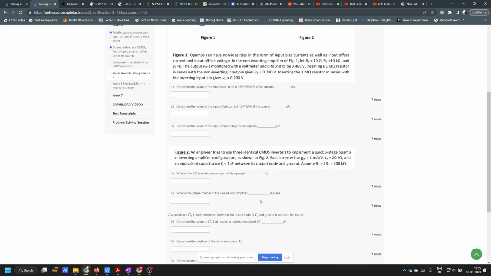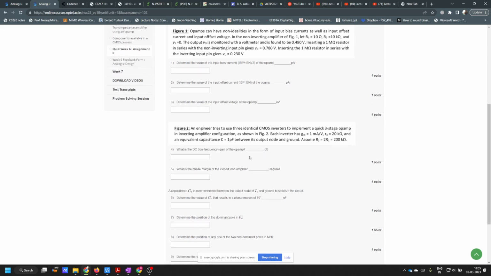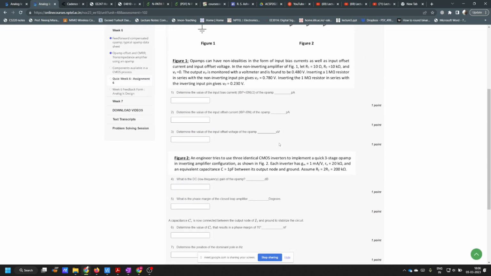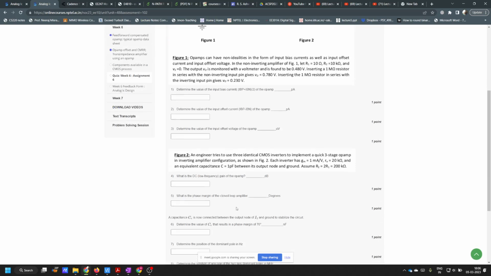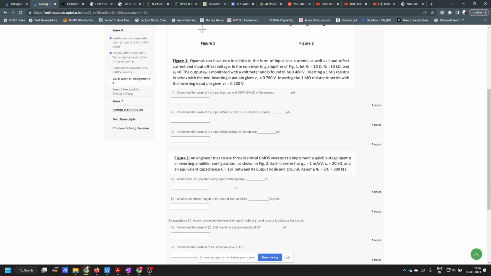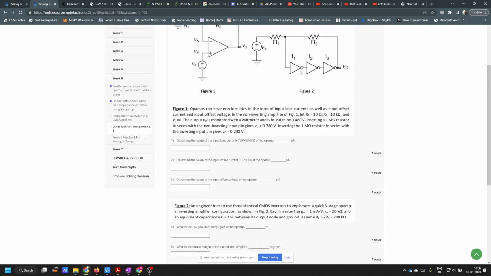I have not read this question. But what is the DC loop gain? That's okay. What is the phase margin of the closed loop amplifier? When you put it in closed loop here, what is the phase margin? For that, you will have to find out the location of all the three poles. Yes, sir. Those three poles have to be found out again because you have added an extra capacitor here, right?